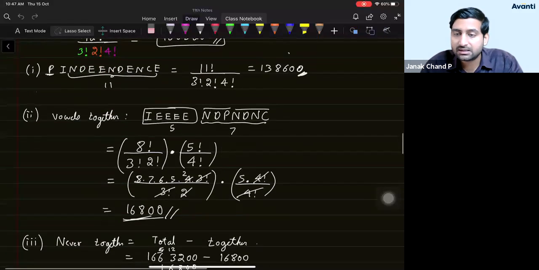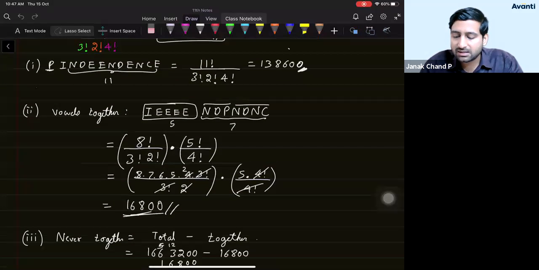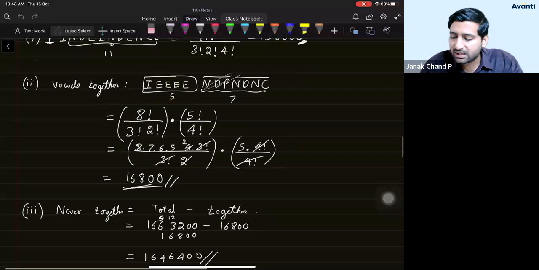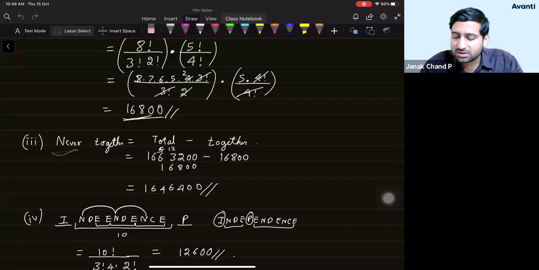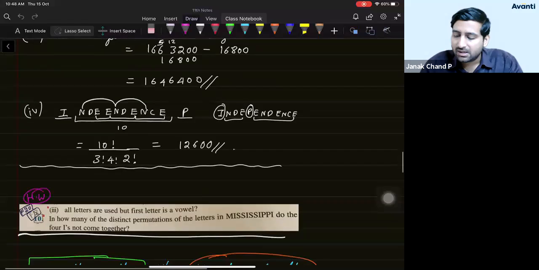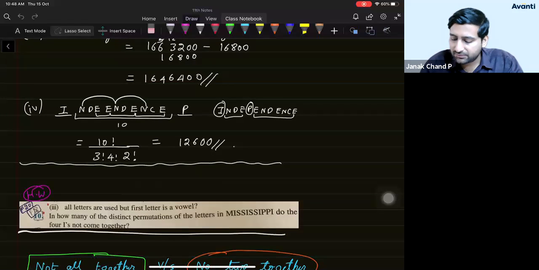Then we have already seen, in the last to last class, whenever certain things should be together, put them in a box and consider that as one object with the remaining 7 objects. So this will be 8 factorial divided by whatever repetitions you can see. And then these 5 objects can be arranged among themselves in 5 factorial divided by the repetition ways, right? And I have already told you, students, when the question is never together, you should do total minus together. So that will be the answer for never together. Fine. So these are the questions that we have solved.